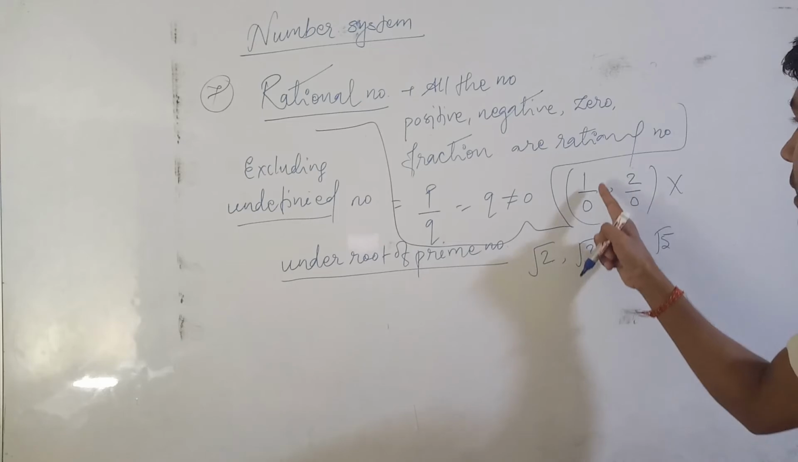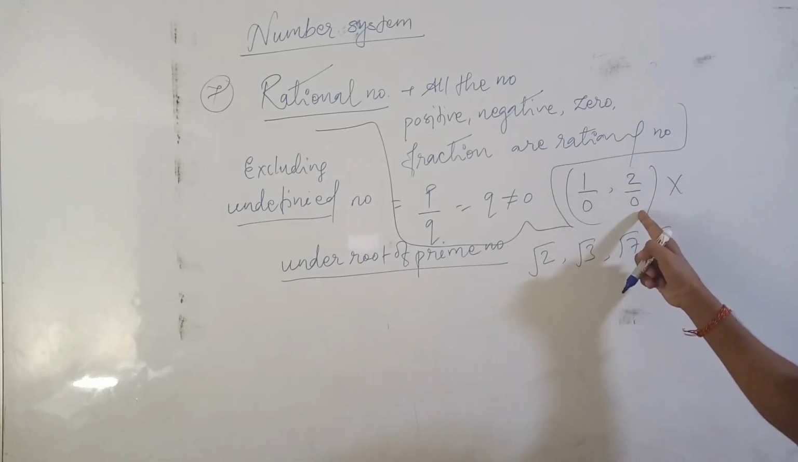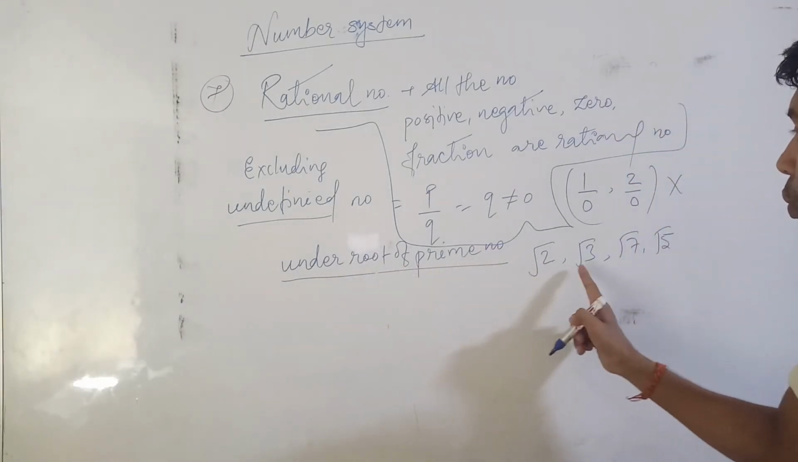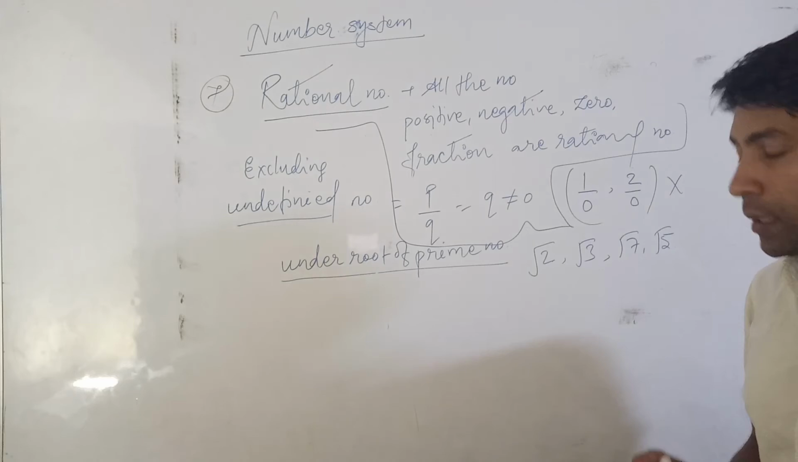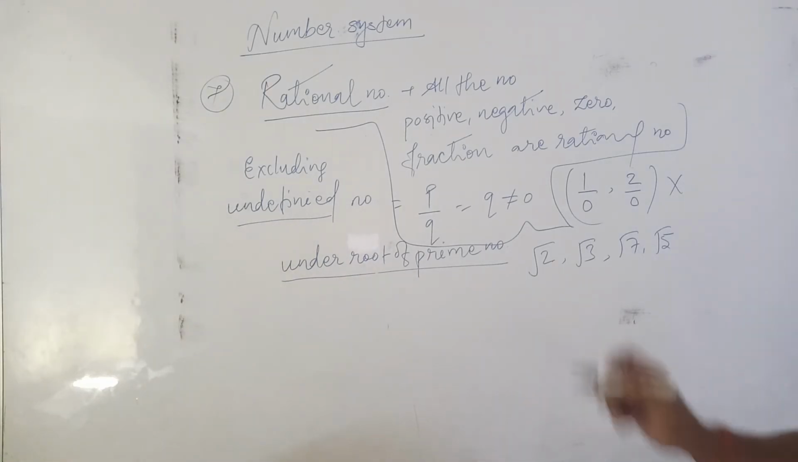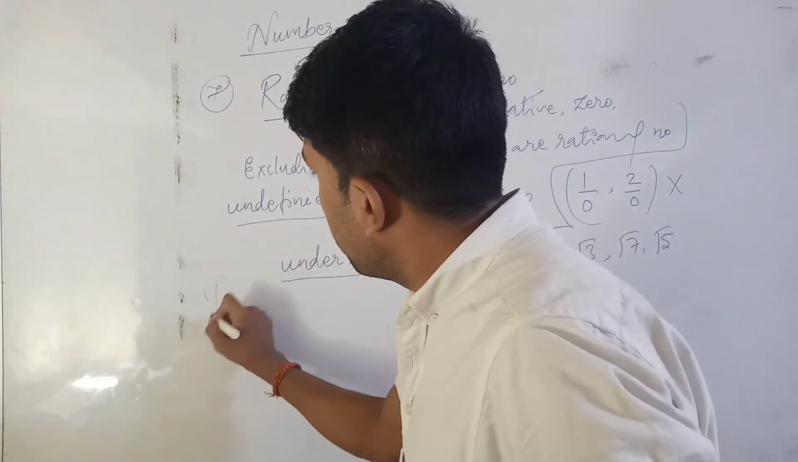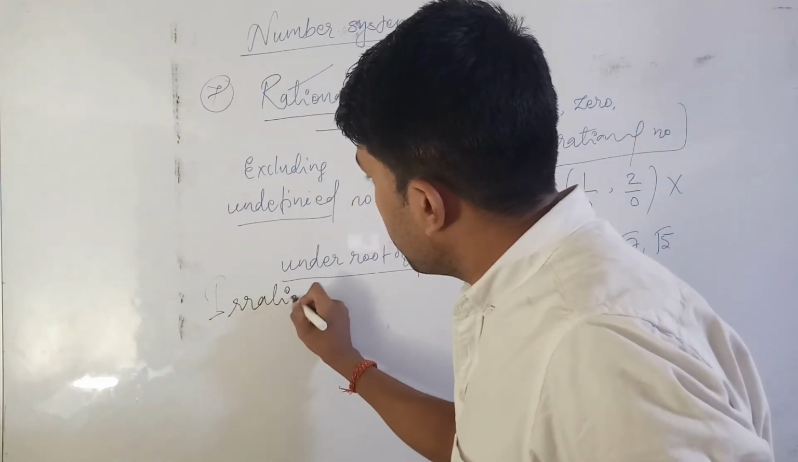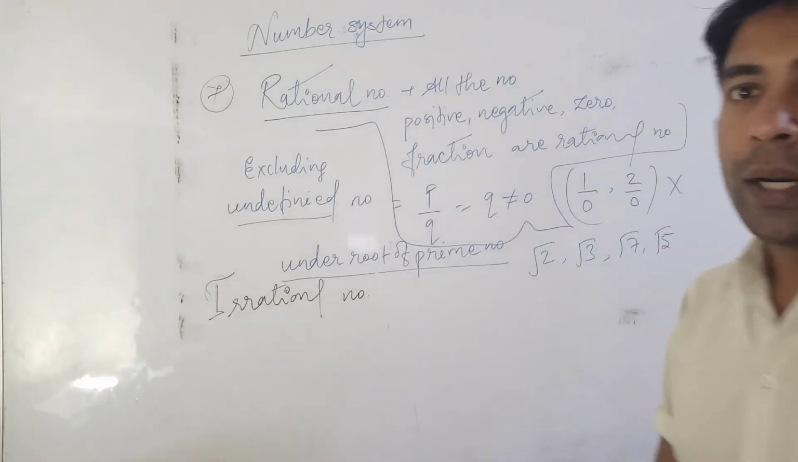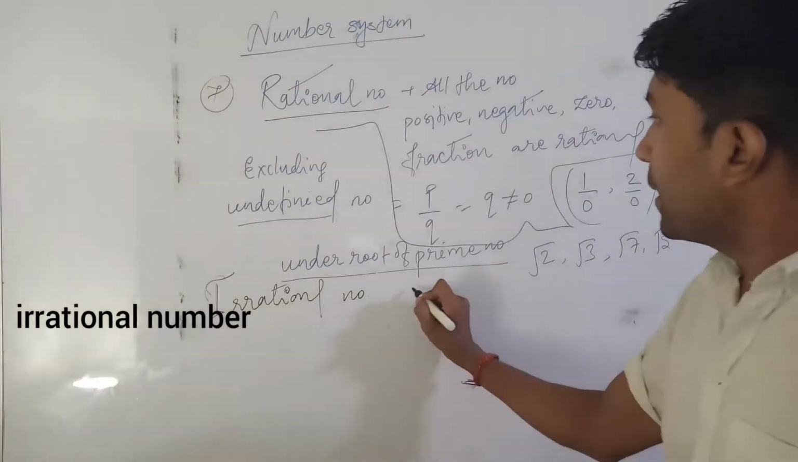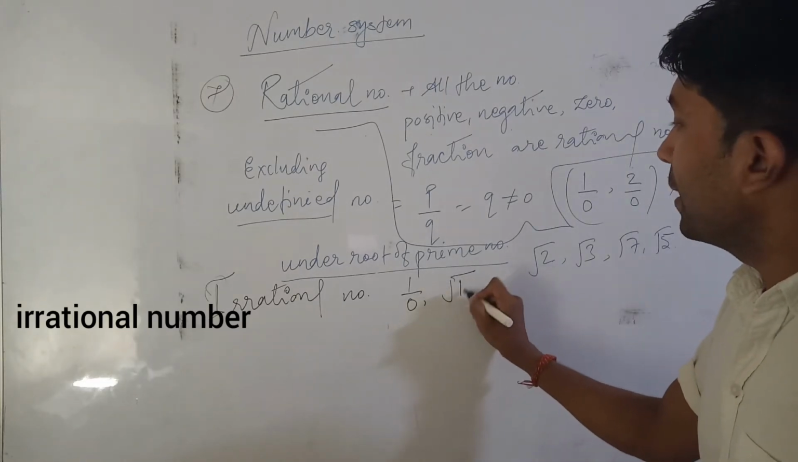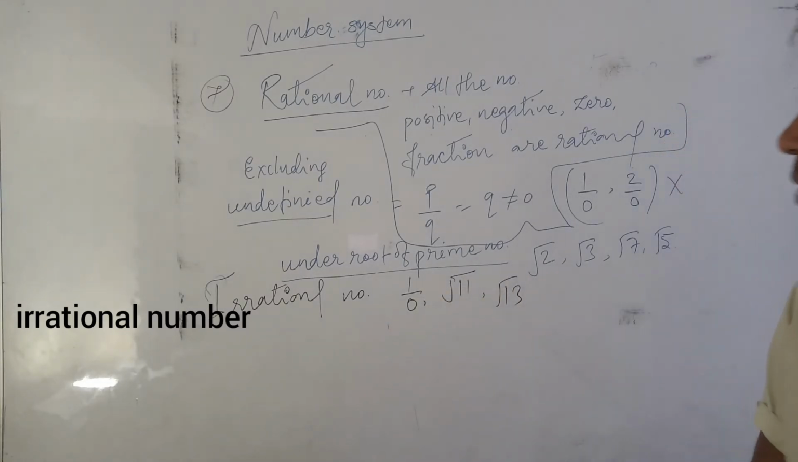If q is equal to 0, like 1 upon 0, 2 upon 0, this will not be a rational number. Or if it is given as the square root of prime numbers, root 2, root 3, root 7, root 5, they are not rational numbers. Next, you can understand what to call these. They are irrational numbers. So what are the irrational numbers? If I write 1 upon 0, this is an irrational number. If I write root 11 or root 13, this is an irrational number.